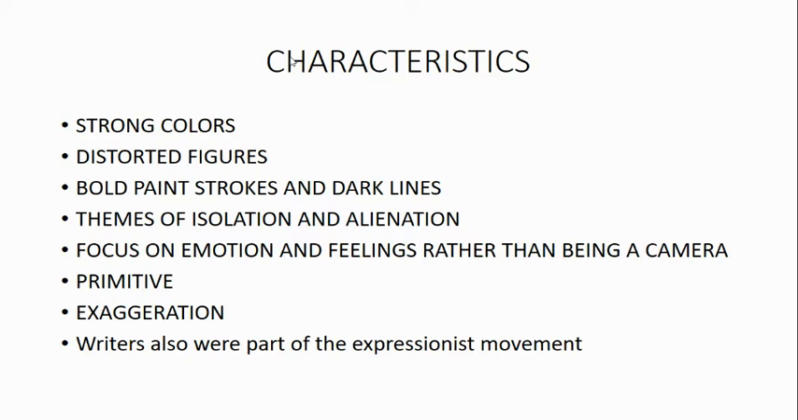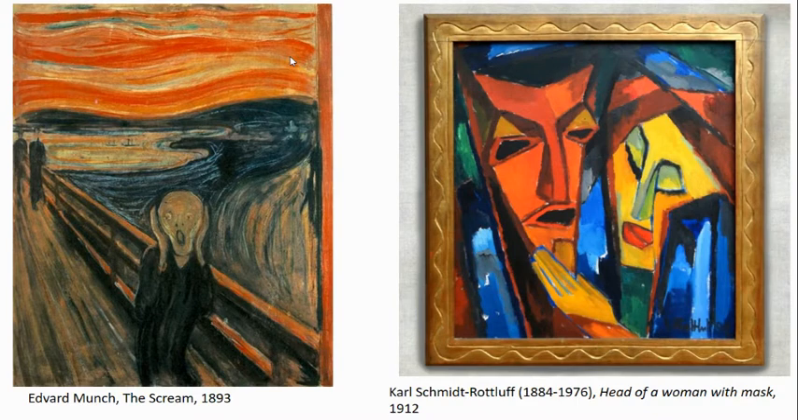Also, keep in mind that writers and people who made movies of the time were also a part of this expressionist movement, and they had the same focus on emotion, feelings, and distortion as the painters. So the painting on the left, I bet you've seen before. It's Edvard Munch's The Scream. He's a little before the expressionists mostly, but he could be described as an expressionist.